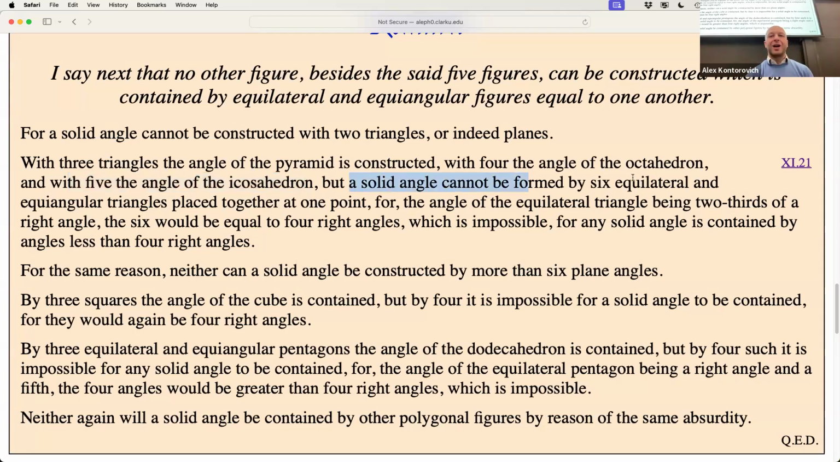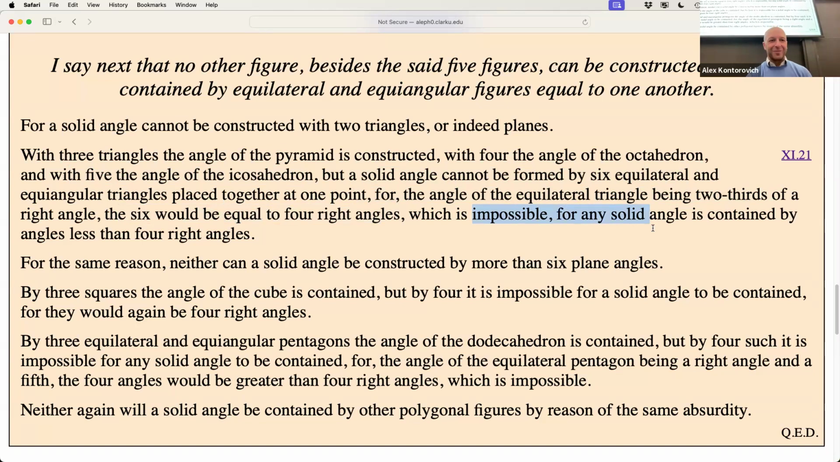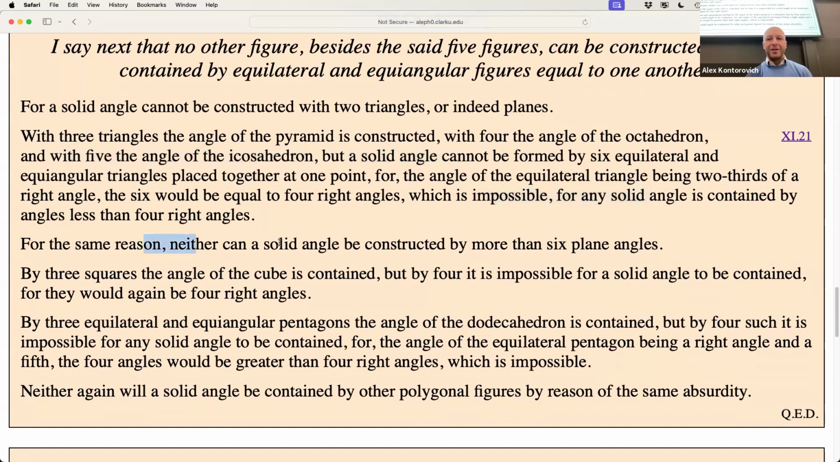But a solid angle cannot be formed with 6 equilateral and equiangular triangles, for the angle of the equilateral triangle being 2/3 of a right angle. 60 degrees is 2/3 of 90 degrees. The 6 would equal 4 right angles, which is impossible. For the same reason, neither can a solid be constructed with more than 6 plane angles. So you can't have more than 6 of anything, because the triangle is the smallest thing you could try to fit. Okay, so you can't have 6 of anything.